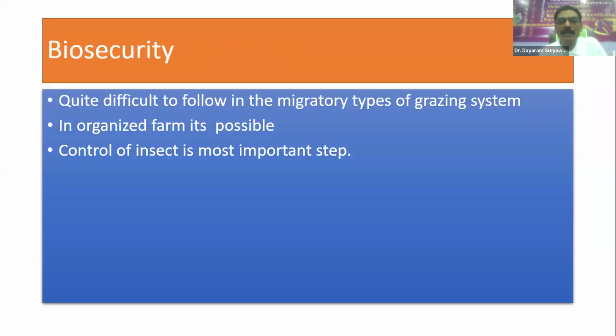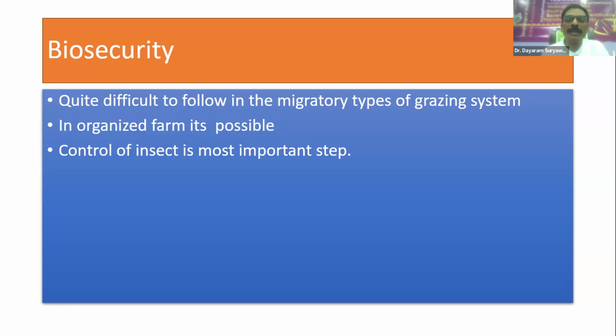Biosecurity is very difficult in the grazing type of animals. In an organized farm, it is possible. Control of insects is the most important step in the biosecurity measures. So whatever ponds are present around any farm should be removed.